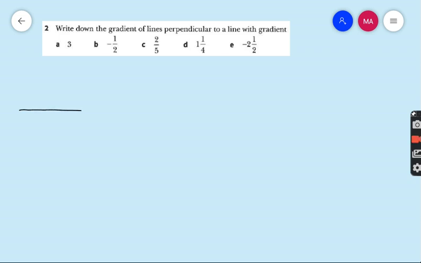Perpendicular like this. Two lines are perpendicular if the angle between the two lines is 90 degrees.